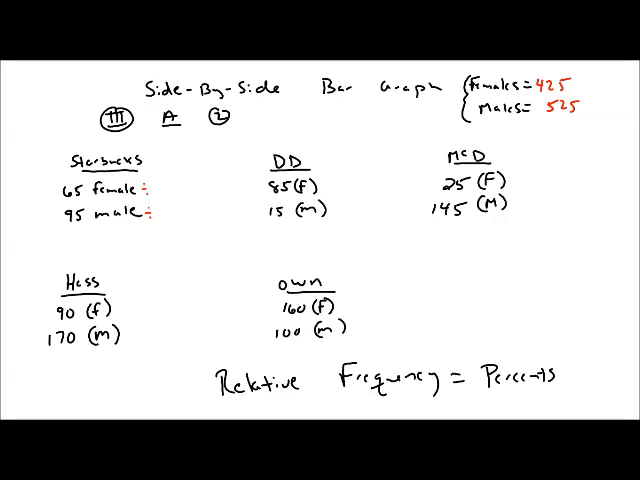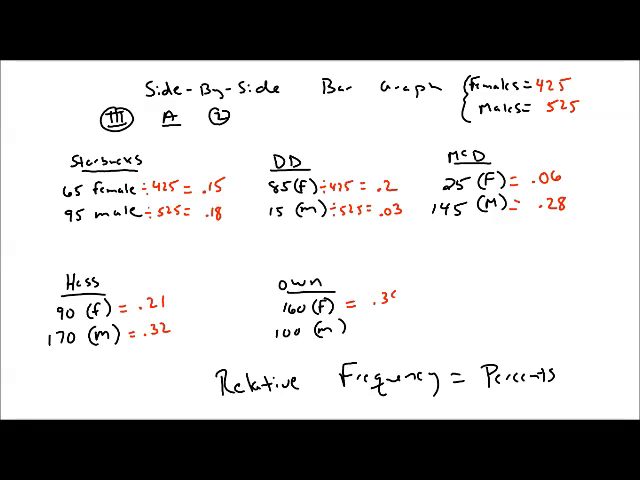So 65 divide by how many females? 425. 95 divide by how many males? 525. And so we have about 0.15, and this is about 0.18. Divide by 425, divide by 525, and we get about 0.2 and 0.03. Same thing here. 25 divided by 425, you get 0.06, about, and about 0.28 when you take 145 divided by 525. 90 divided by 425, you get 0.21, and this is 0.32. 160 divided by 425 is 0.38, and this is 0.19.